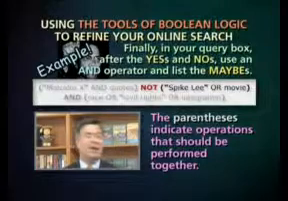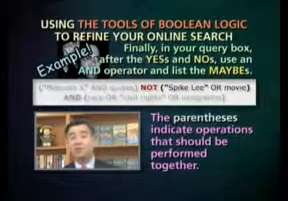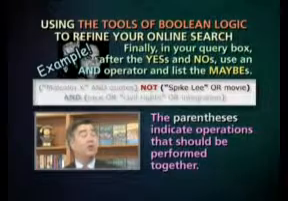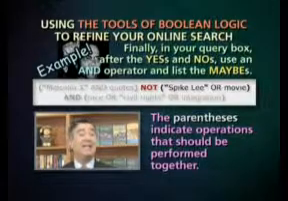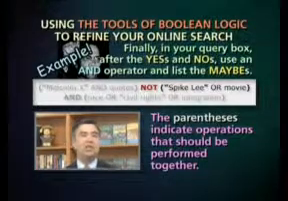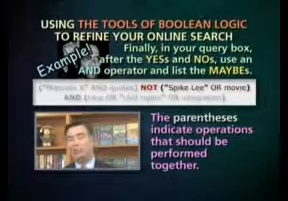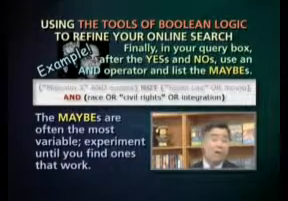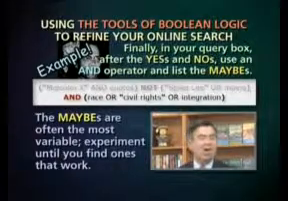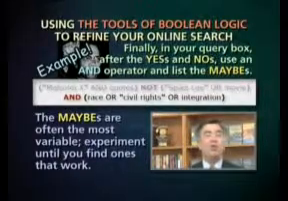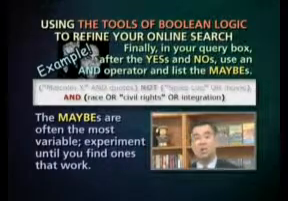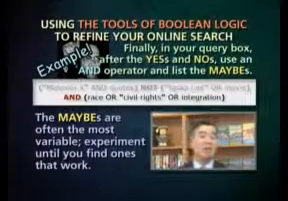So rather than coming up with hundreds of thousands of hits or results for a particular search, you're much more likely to come up with a few hundred or even a few dozen hits, each of which will be precisely targeted to the kind of information that you want. Now, in this example, it's easy to see that the maybes are the most variable. There's all kinds of maybes that could be thrown into a particular search, and you'll find through experimentation which ones work better and which ones work less well.